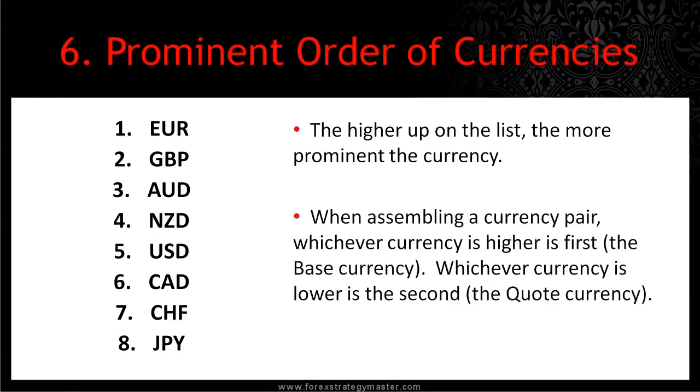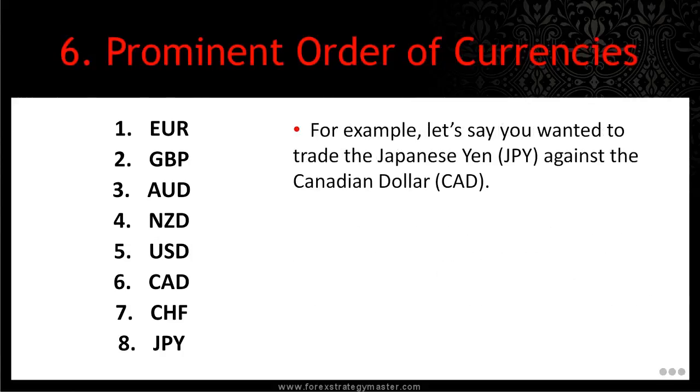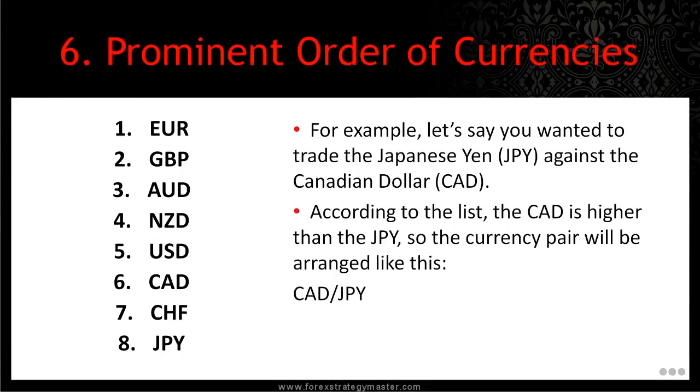When assembling a currency pair, whichever currency is higher is first, will be the base currency. Whichever currency is lower is the second. This will be the quote currency. For example, let's say you want to trade the Japanese yen against the Canadian dollar. So we're looking at the JPY against the CAD. So we're going to refer to this list, to this hierarchy. According to the list, the CAD is higher than the JPY. So the currency pair will be arranged like this: CAD/JPY.